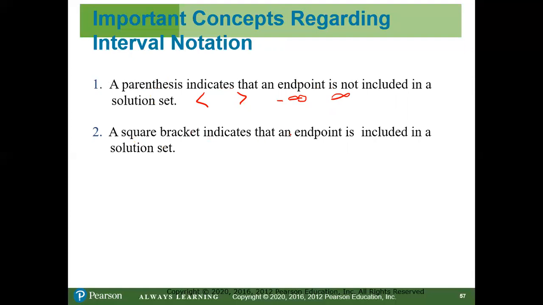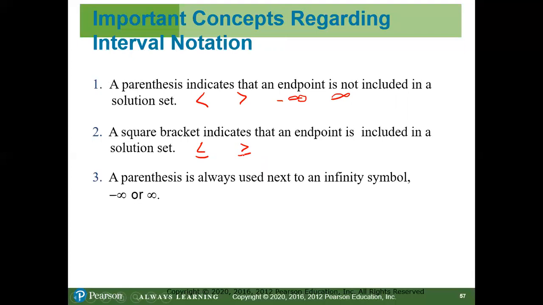A square bracket indicates that an endpoint is included, like we just saw. So that was the greater than or equal to 2. So you'll use a square bracket when you see less than or equal to, or greater than or equal to. Those symbols are going to indicate that you're going to use a square bracket. Parentheses are always used with the infinity symbol, which is something that I kind of already mentioned right up here.